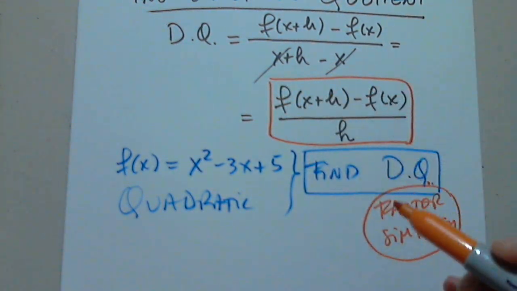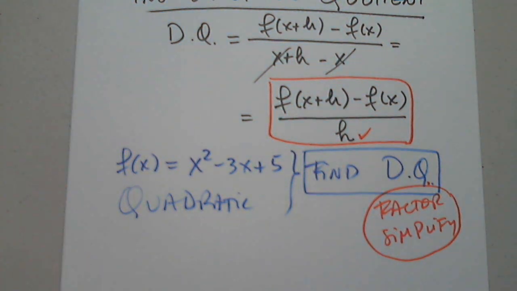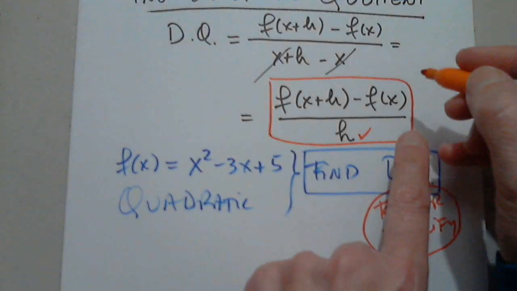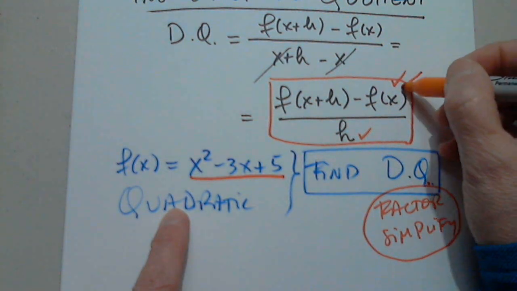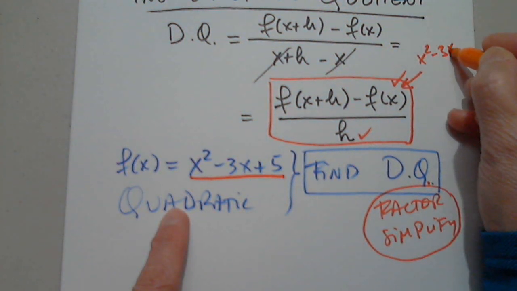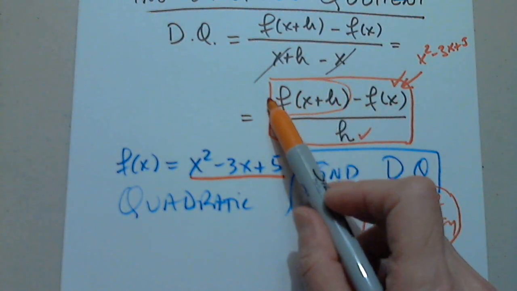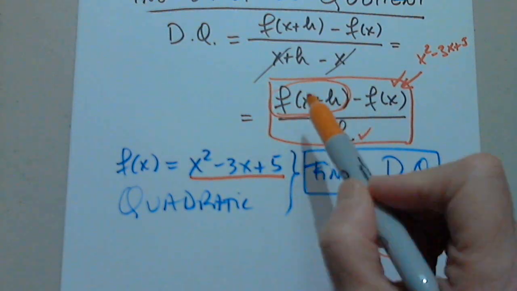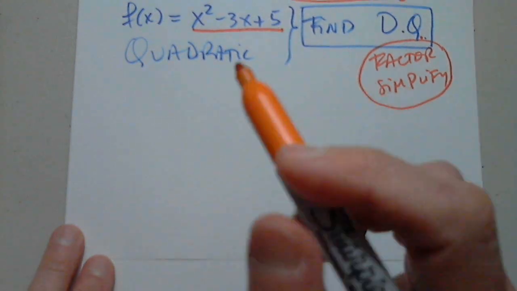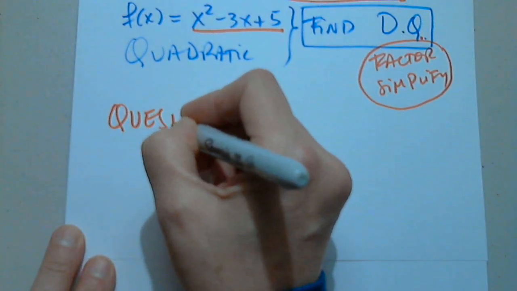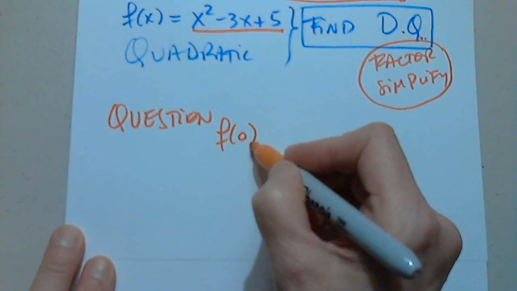First, let's analyze these three pieces. No one can do anything to h. It's just a tiny number. No one can do anything to f of x because I already have it. I just have to replace this piece by x squared minus 3x plus 5. This is the only piece I do not have. I have to calculate this first. Okay, so let's calculate it. Question first. For this function, if I ask you to find f of 0, what will you do?